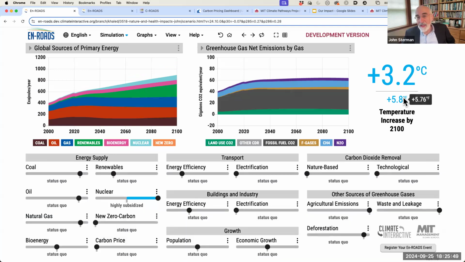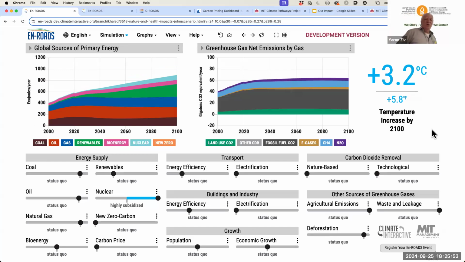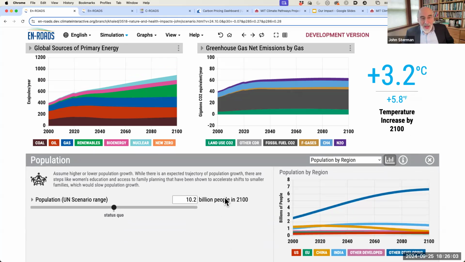Long way to go to get below 2 degrees. What is next? Lower population. Lower population. Okay, so lowering population compared to what it would otherwise be. We're going to reduce population growth.